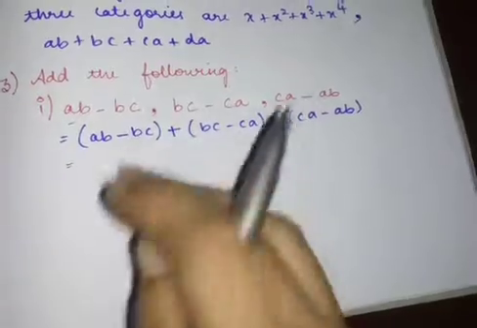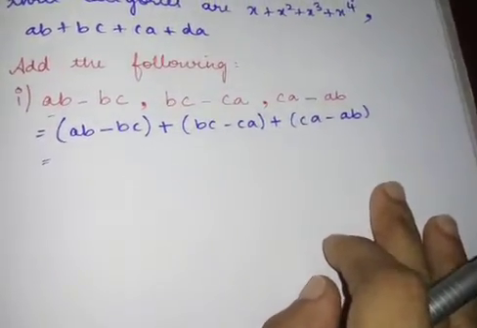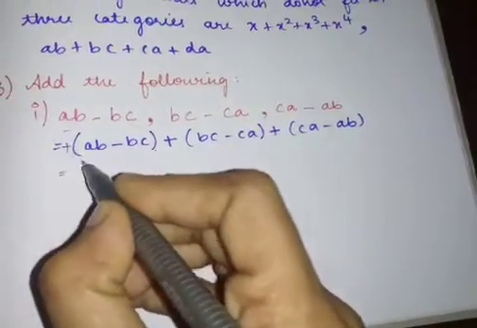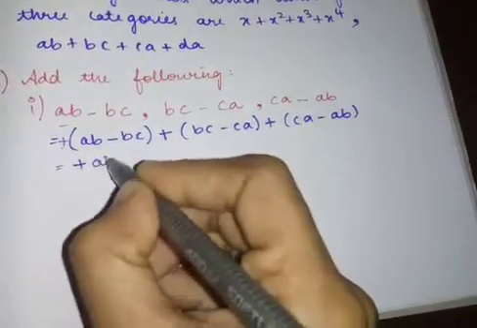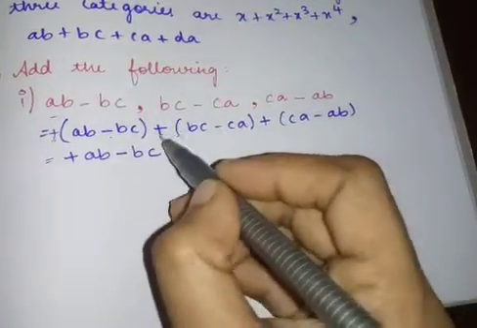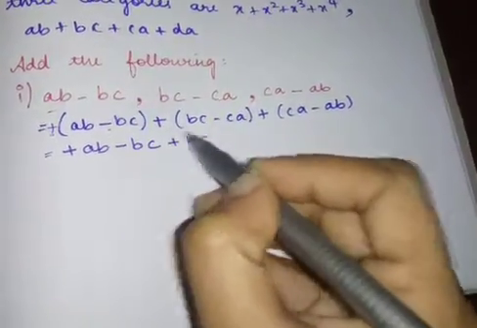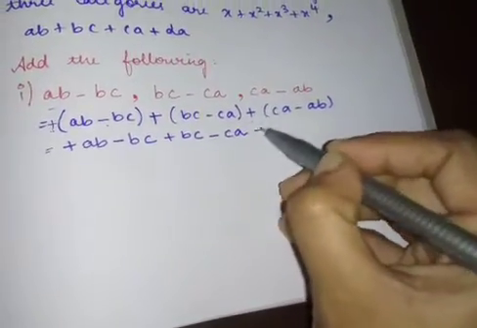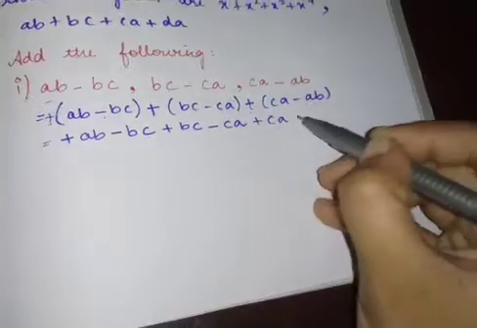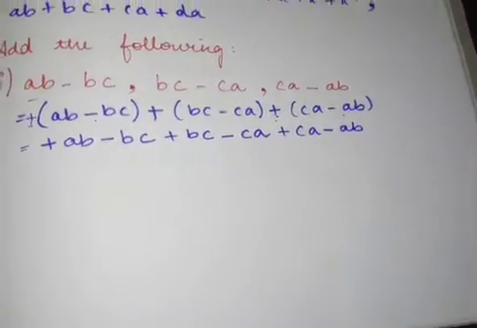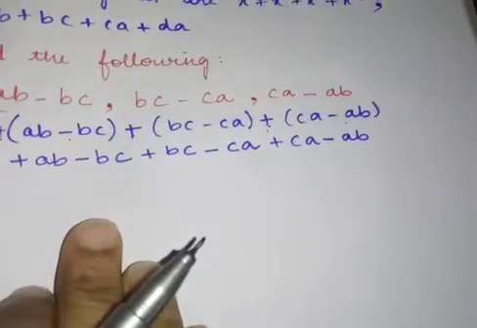Okay. Now I want to remove the brackets. Yes, first we should remove the brackets, right? So here plus sign, so plus into plus, plus AB, plus into minus, minus BC. Next, plus into plus, plus BC, plus into minus, minus CA, plus into plus, plus CA, plus into minus, minus AB. Okay. Now listen, you can combine the like terms.